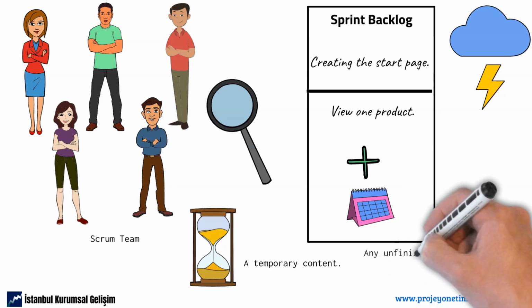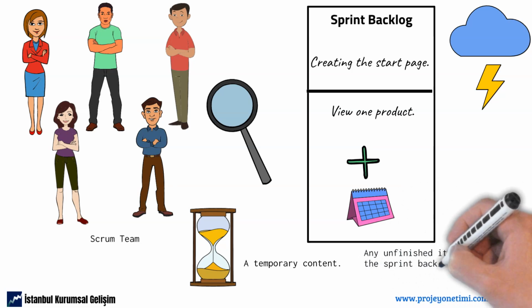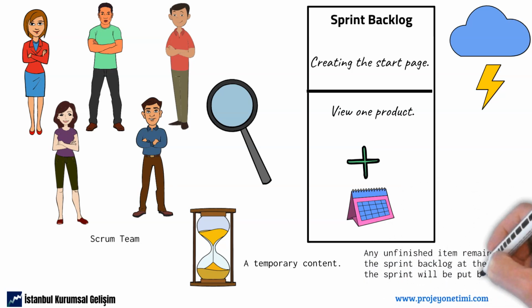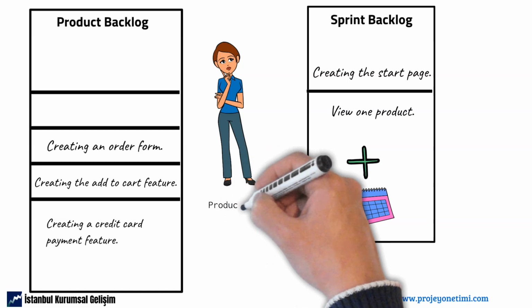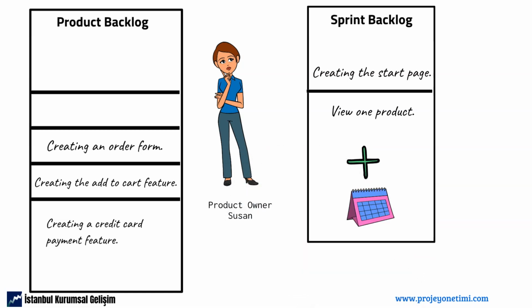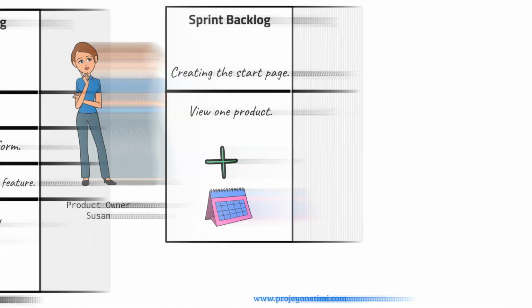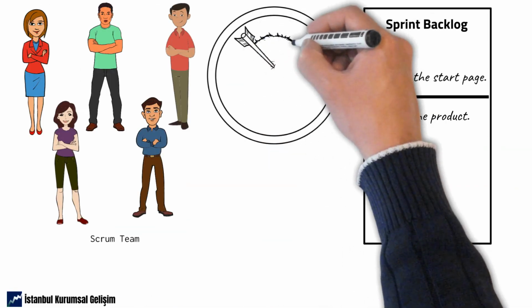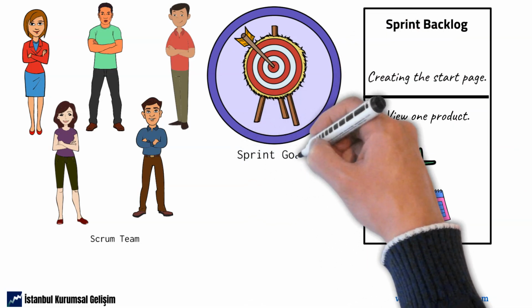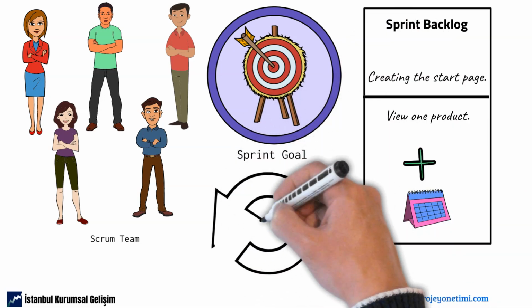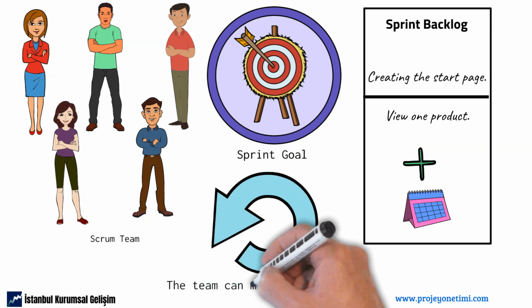Any unfinished business remaining on the sprint backlog at the end of the sprint will be put back into the product backlog. The product owner will decide what should happen next. While the product backlog is the responsibility of the product owner, the Scrum team is responsible for the sprint backlog. The team can make any changes they deem necessary during the sprint to reach the sprint goal.